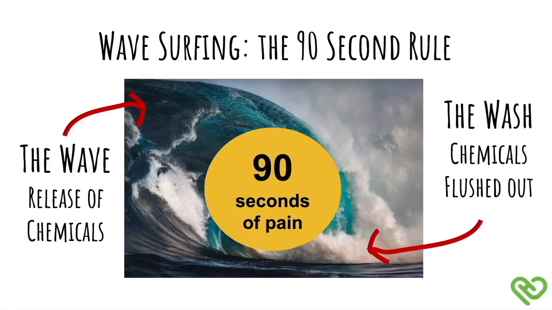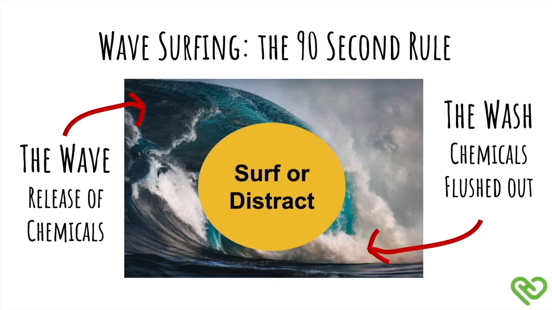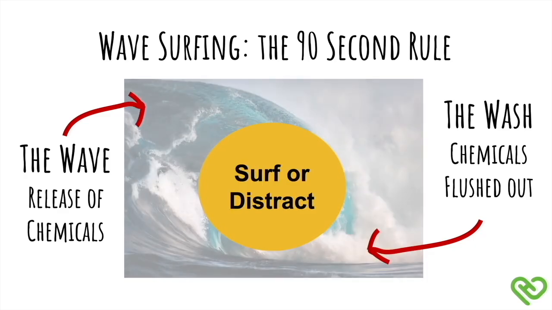Next time you experience a wave of strong emotion, use your breath to ride out the wave or some other distraction to stop thinking about it for 90 seconds. Let the wave pass so you can respond in a less emotional state.